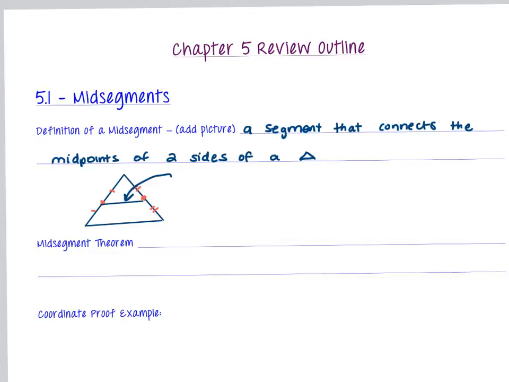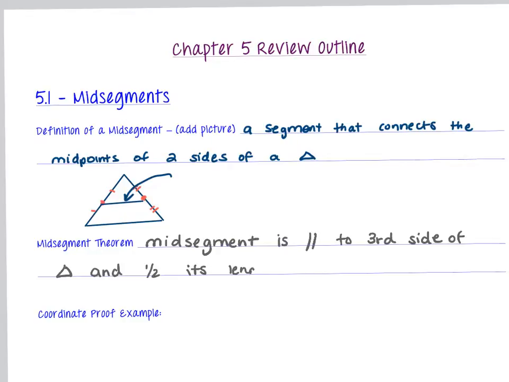And then we had the mid-segment theorem that said what? That the third side of the triangle is parallel to the mid-segment. That part's right. And then there's one more part. What's the relationship of the length? Good. The mid segment is parallel to the third side of the triangle and half its length.